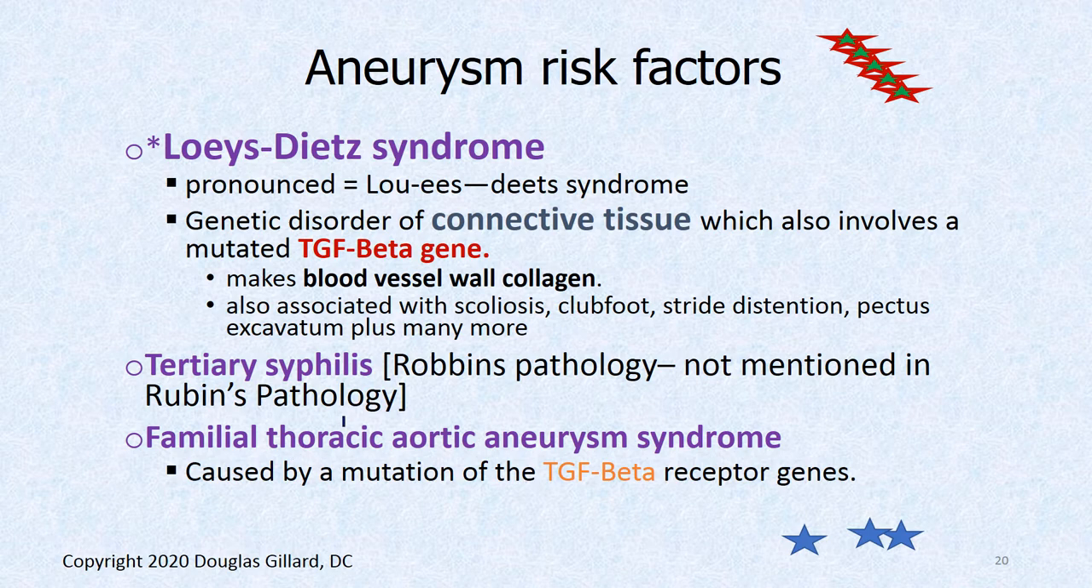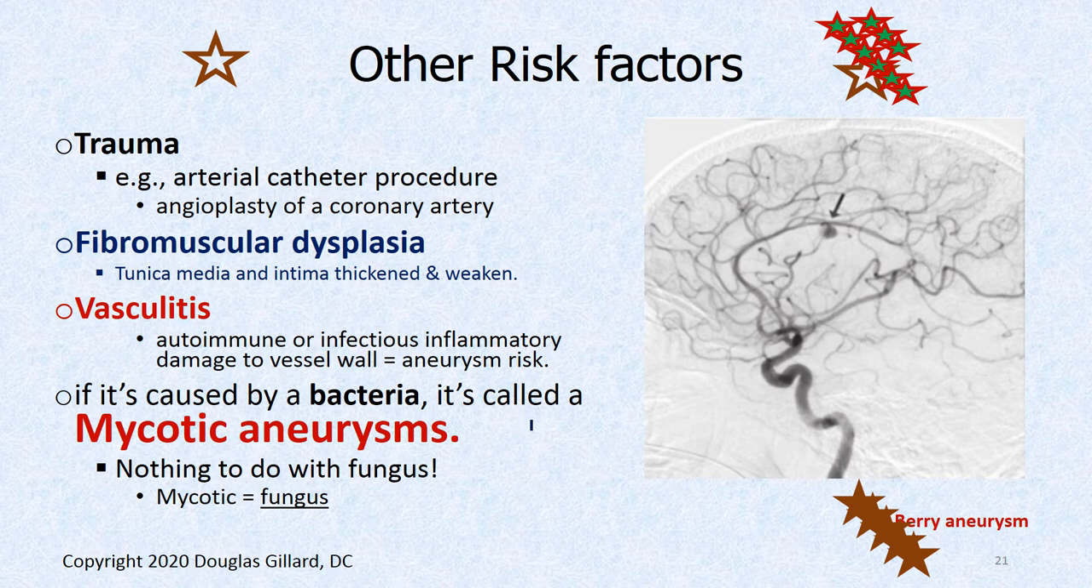Robbins doesn't mention this, but tertiary syphilis, I haven't dug into the research to confirm Robbins on that, but Robbins is a board book and so is Rubin's, so I threw it in there, tertiary syphilis. Another transforming growth factor beta gene mutation is caused by a syndrome called familial thoracic aortic aneurysm syndrome. That's all we'll say about that.